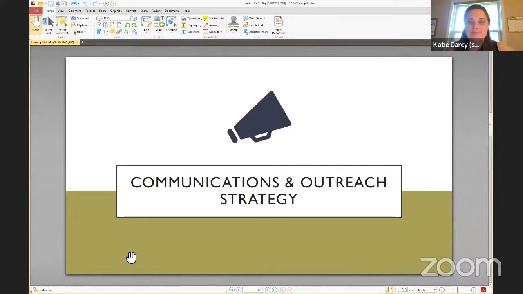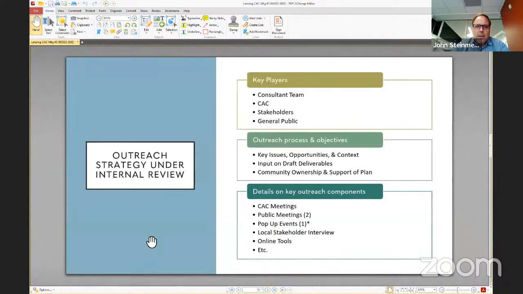So the other housekeeping item we want to talk about tonight is that after this meeting, we start to really dive in and we'll get into the mapping and really start to do the fun planning pieces. Not that this coordination isn't fun, it's necessary, but we're really going to start to dive in after this. So we want to get this communication and outreach strategy to you for your review and comment.